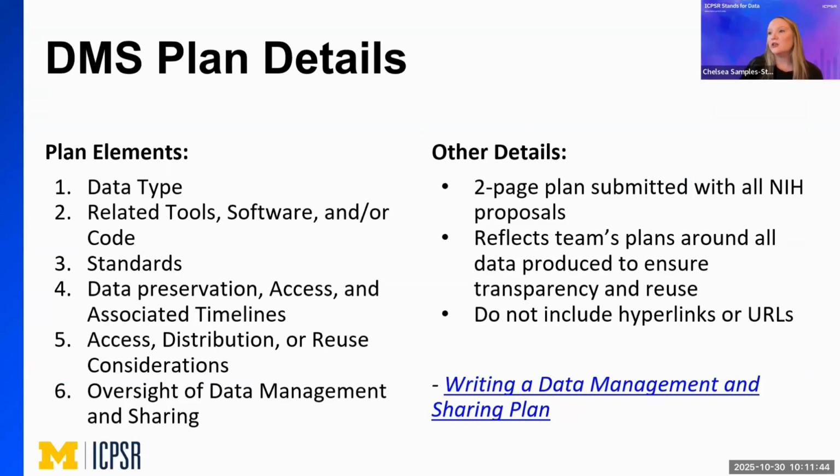The plan should include the 6 elements that are listed here on this slide, including data type, related tools, software or code, standards, data preservation, access and associated timelines, and access distribution or reuse considerations, and oversight of data management and sharing. We'll go through each of these separately in the upcoming slides, including how to respond to each one, as well as information about ICPSR that is relevant to each element, so that if you are planning to share your data with ICPSR or one of ICPSR's NIH-sponsored archives, you will have some ready-made information to include in your plan.